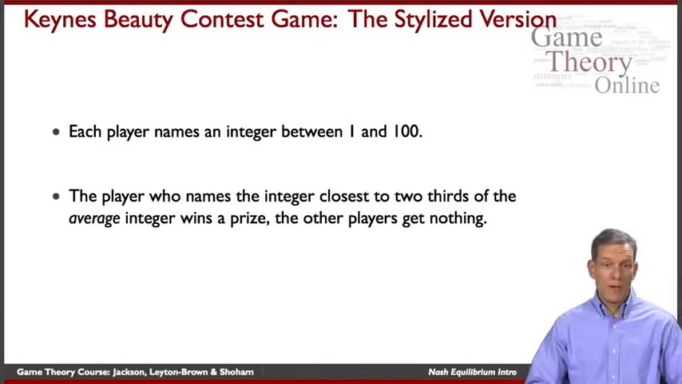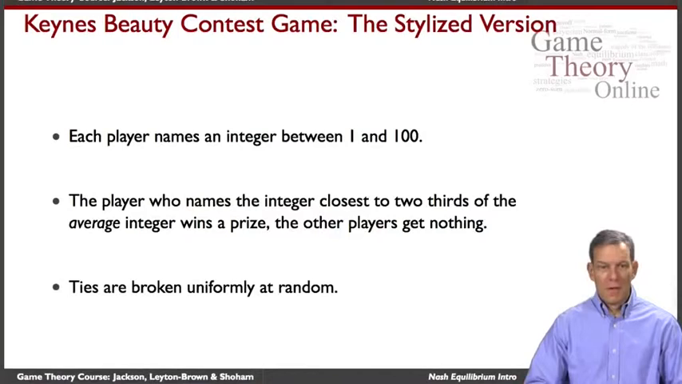Players are going to move simultaneously. And the player who names the integer that's closest to 2/3 of the average integer wins a prize. And the other players get nothing. So to win this game, you have to guess the average and then 2/3 of it. Right, so you want to be right at 2/3 of whatever the average guess is. So a little bit below the average guess.